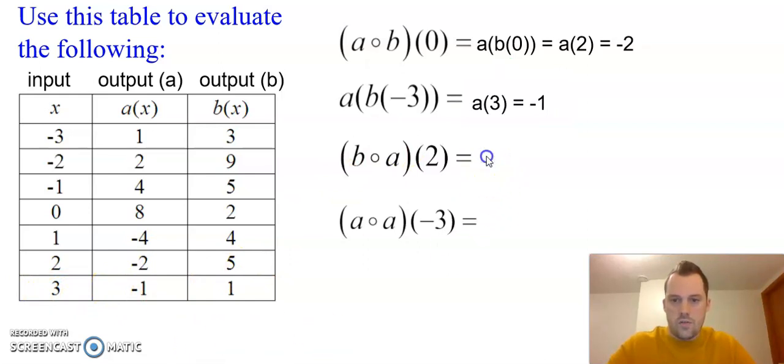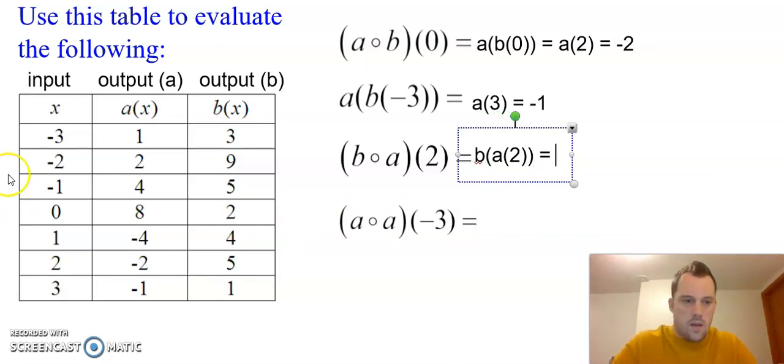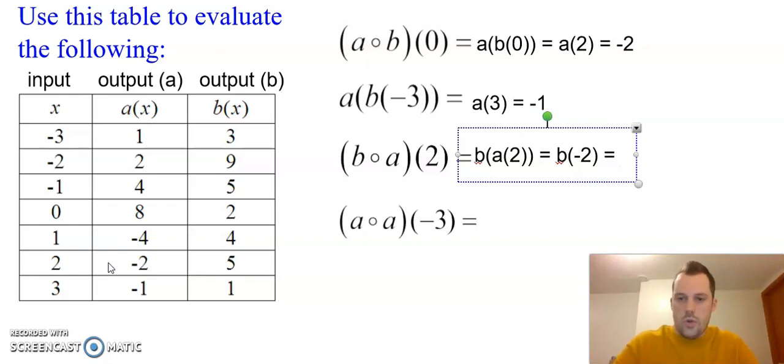Next one, b of a of 2. 2 is our input into a. I like to just rewrite it like this. a of 2: 2 input gives us an output of -2. That's our new input into our b function as we go inside out, and -2 gives us an output in our b function of 9.